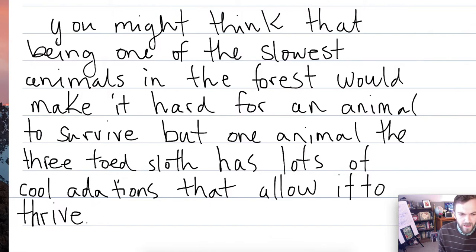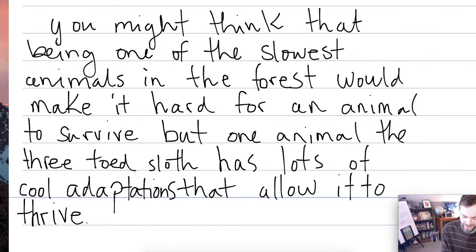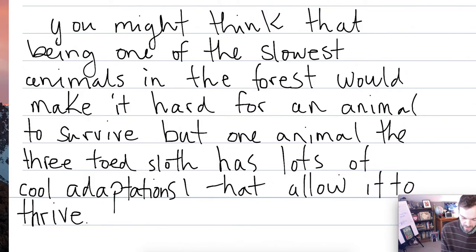I think I misspelled a word. I'm going to change that. When I read out loud, sometimes I find things that aren't quite right. And sometimes if I'm writing fast especially, I'll make small mistakes that I don't notice until I read it out loud. Adaptations. Adaptations. That's better. I have to make a couple small changes, but that's okay. That's what erasers are for. One animal, the three-toed sloth, has lots of cool adaptations that allow it to thrive.